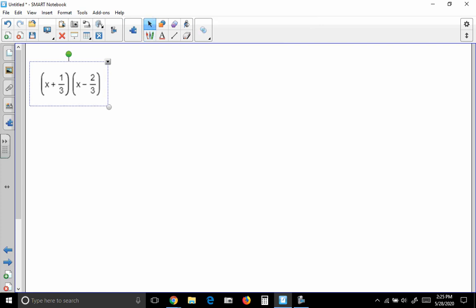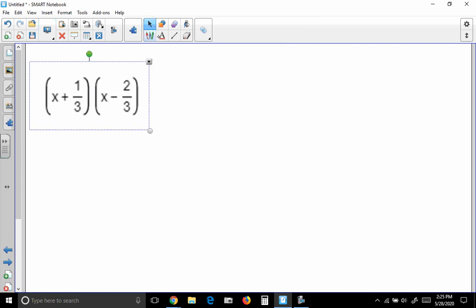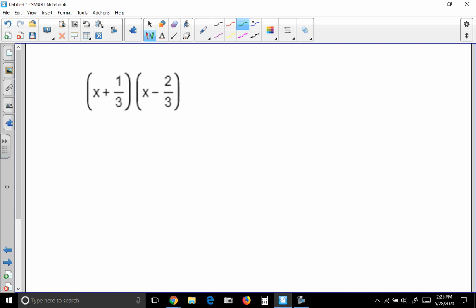Now the next one is very similar to the last one, but I chose this one because it has fractions, which automatically give people hives and rashes and fevers and make people nervous and afraid. So the process is the same. We just have to deal with adding or multiplying or subtracting fractions along the way.